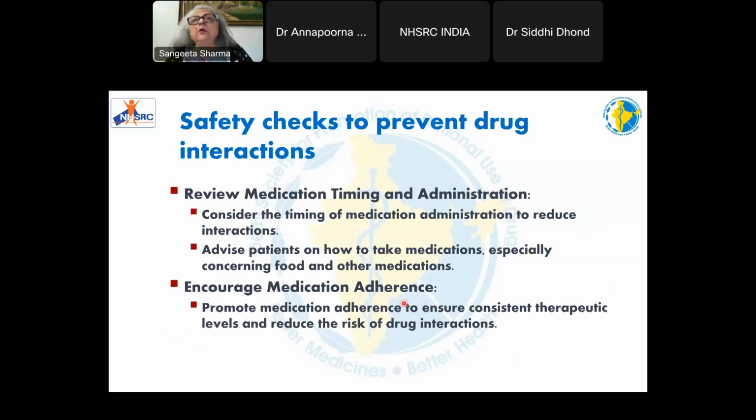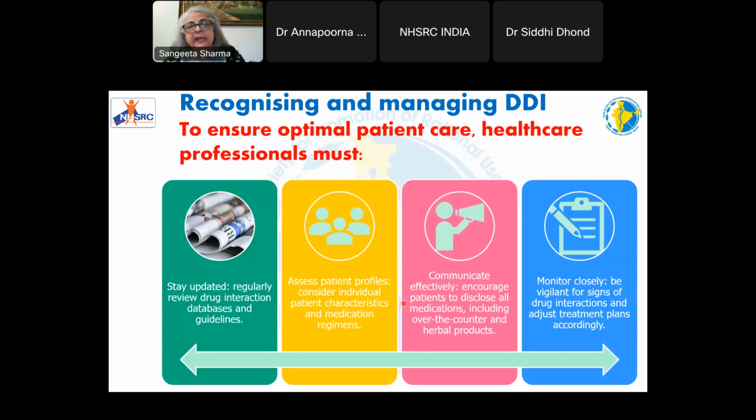Very often, we blame the quality of the drug, or say the generic drugs are not effective, but the basic root cause for no response is that the patient is not taking the medicines as prescribed, or the timings are not perfect, or there is a drug interaction taking place. So stay updated, assess the patient's profile, communicate with the patient.